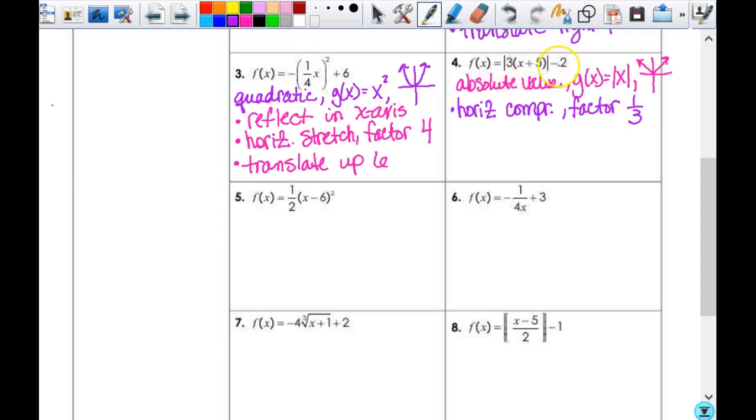Now, that's the only multiplying I have. So then I have these two things. Those are both what? Translations. So I'm going to translate left 5, okay, down 2. Everybody okay with that? Anybody have any questions? All right, I want you to work on the next 2 on your own. I'll give you a couple minutes to do it.